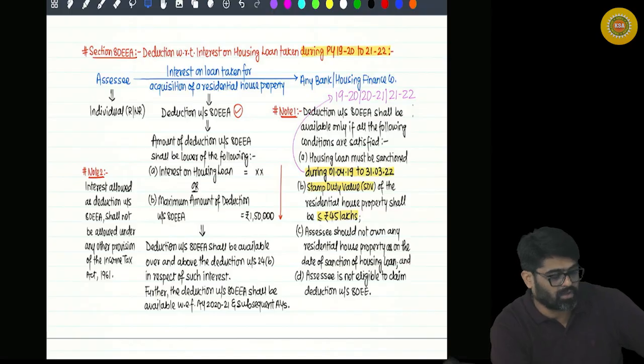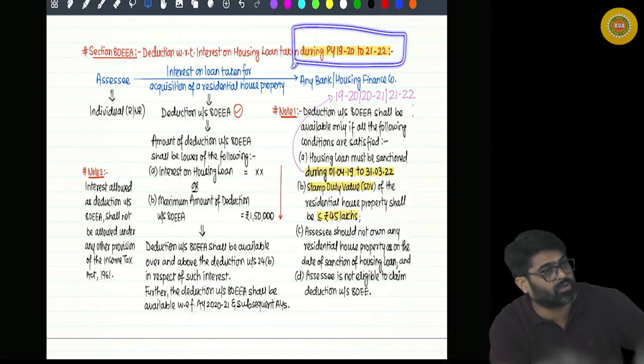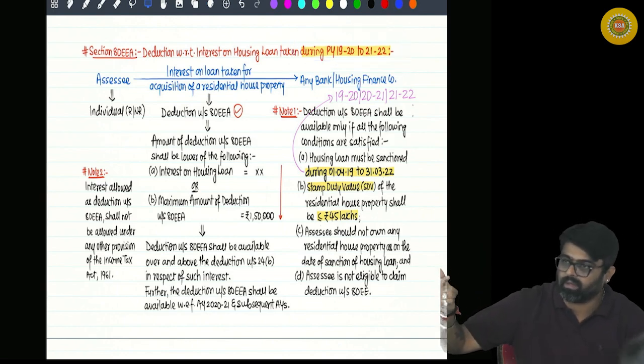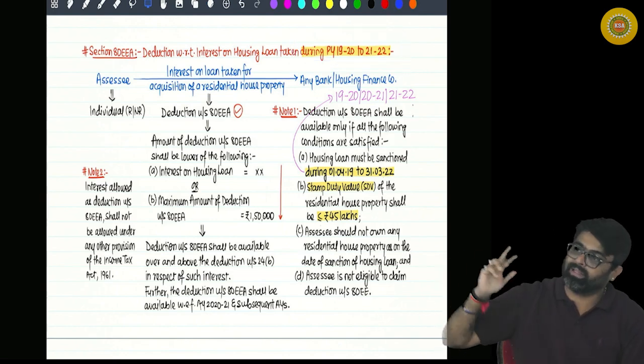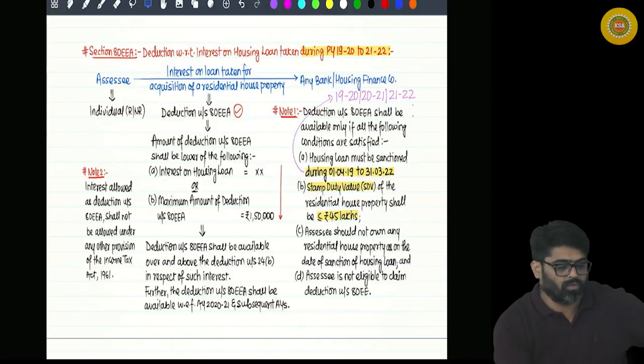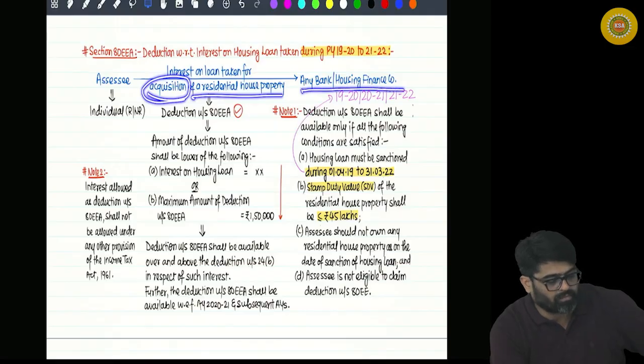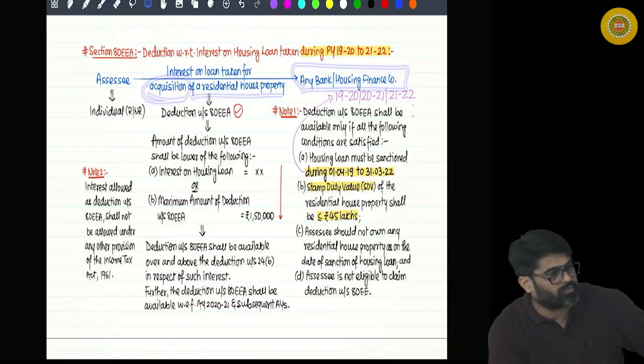80EE. Interest on housing loan taken during previous year 2019-20, 2020-21 and 2021-22. During these 3 years you have taken the loan. Loan for residential house property, loan for acquisition of. And that loan you have taken from any bank or housing finance company.